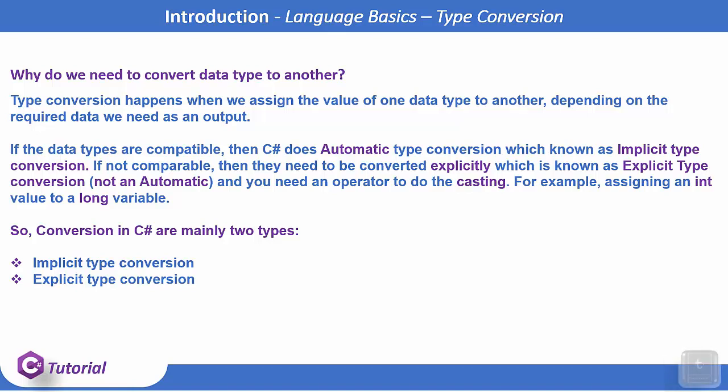So I can simplify this for you by saying that for automatic type conversion, which is the implicit type conversion, you will be converting from smaller to larger. And for the explicit type conversion, you are doing the opposite. You are changing from higher to lower, higher memory size to lower memory size.